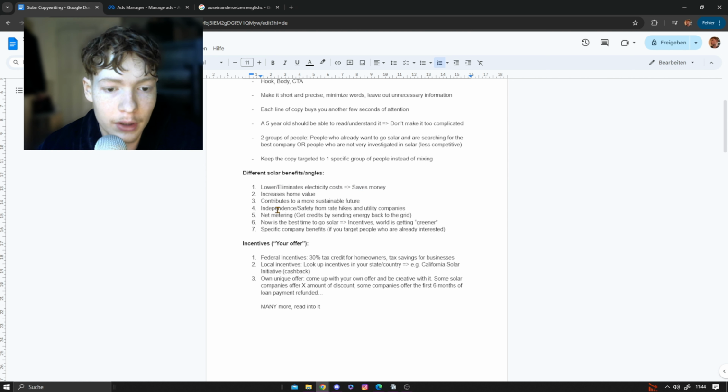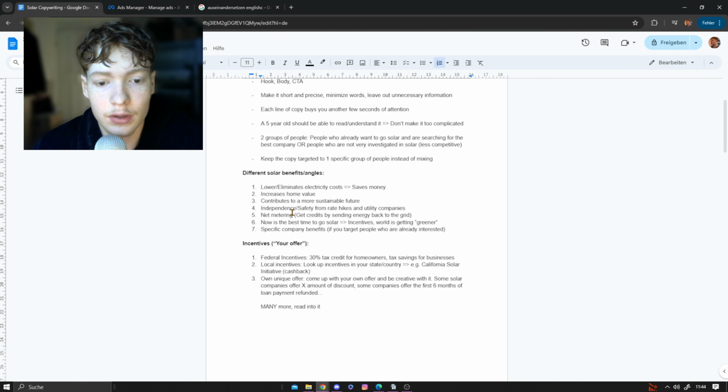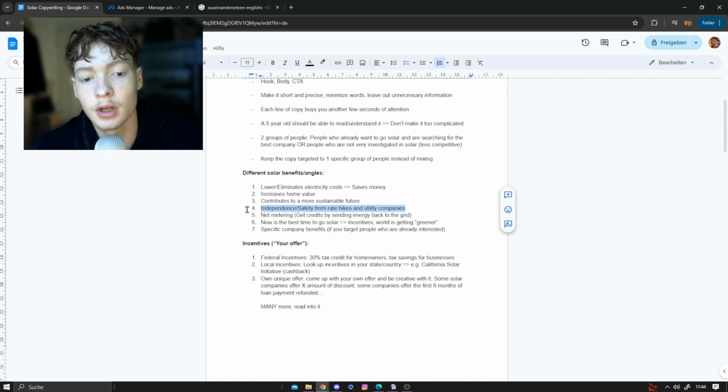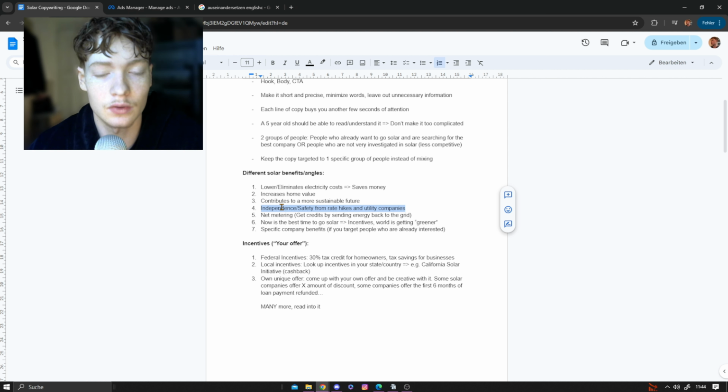Then in the fourth part, the fourth benefit, I wrote down independence and safety from rate hikes and utility companies. Actually, those four are the main things, because this is also extremely important. This is a very big one. People just don't feel safe. Especially in America, we got very high rate hikes every single month. Rates are increasing. It's a very unstable situation right now.